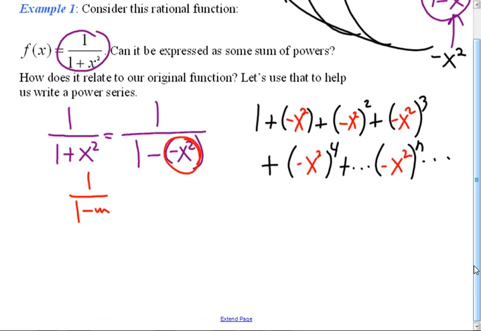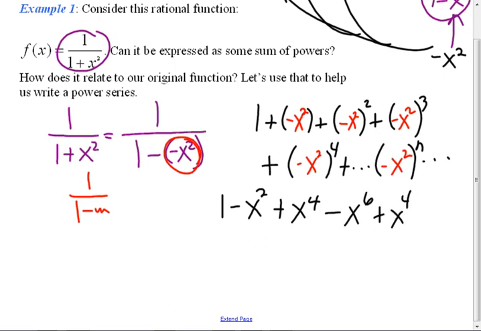And what does that come out to be? There's example 1. So what is this? 1 minus x squared plus x to the 4th, minus x to the 6th plus x to the 8th. Whoops. You're right. That's 8. I forgot to multiply the 2 and 4.